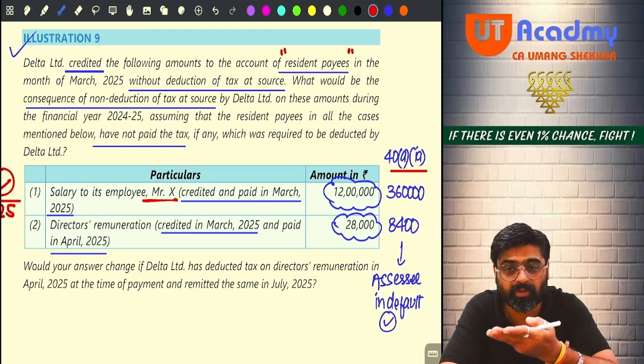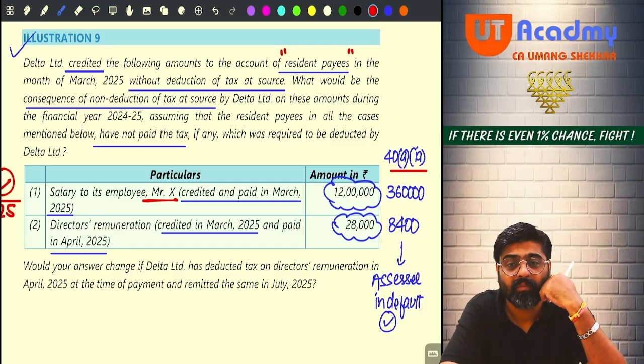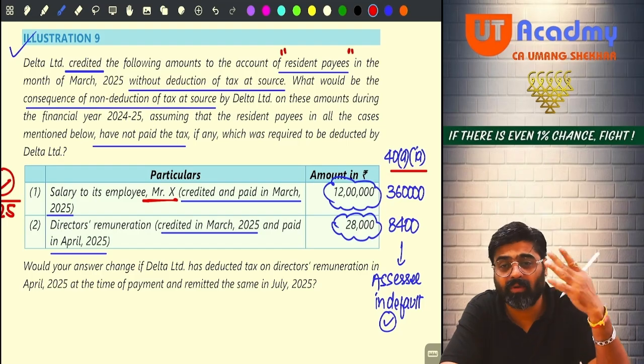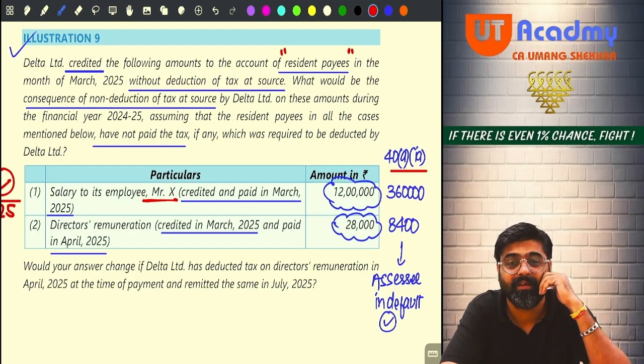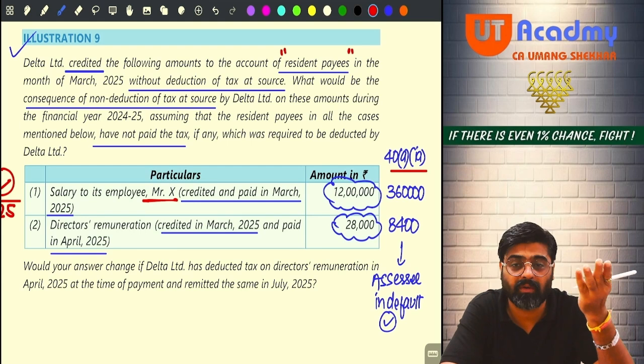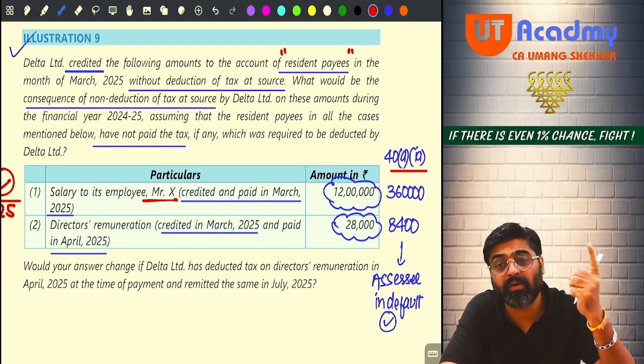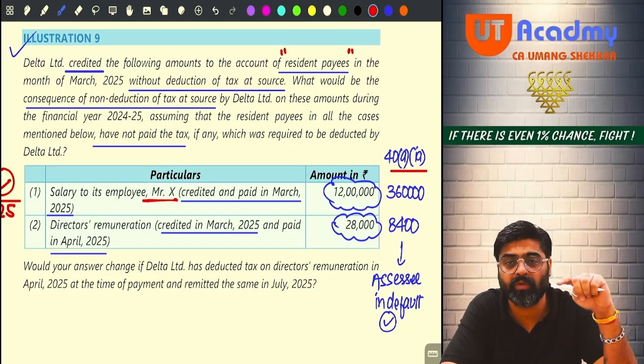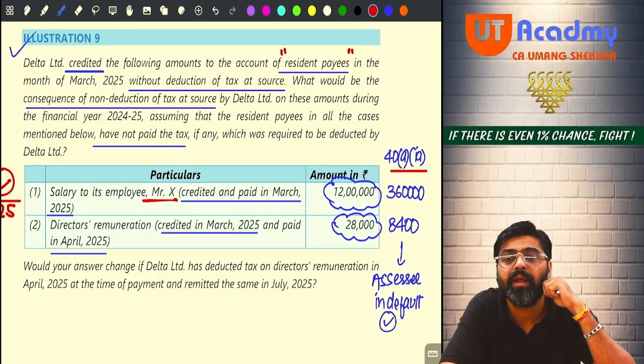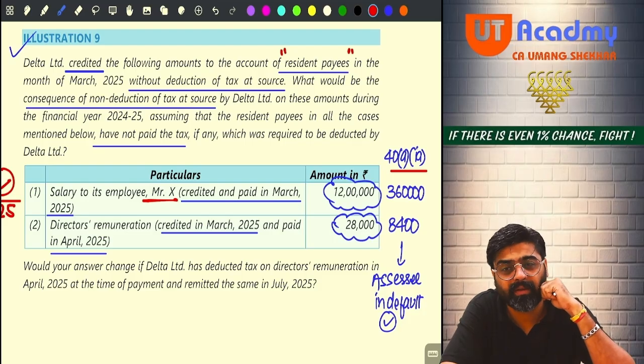Meaning it was supposed to be deducted in this year only, sir, but it was not deducted in this year. Forget about depositing, it was not even deducted. So if the TDS was not deducted, whatever payment is made to the resident payee will be disallowed. But it will not be disallowed fully, it will be disallowed to the extent of 30% only. Will you remember this? Sure, sir.